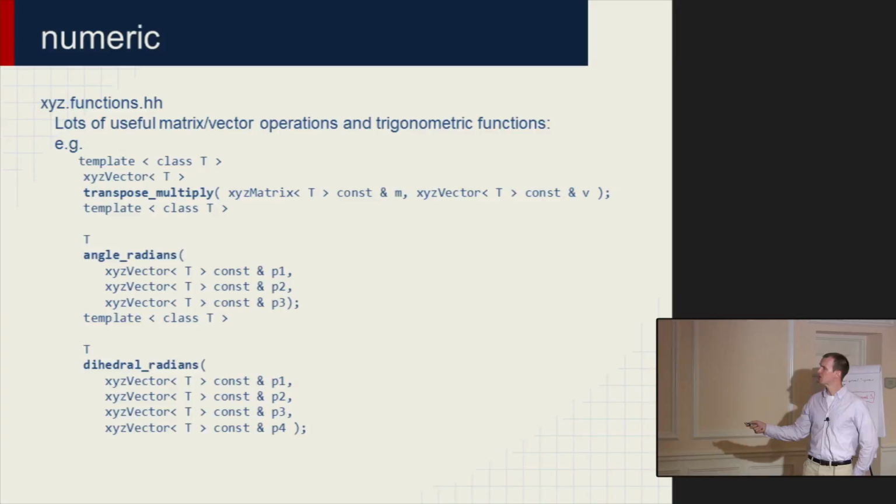xyzfunctions.hh, this file has quite a few really useful xyz and matrix operations, and also some trigonometric functions. Transpose multiply would take a matrix and a vector, transpose the matrix, multiply the vector, and then return a vector. I think this is an error here. Angle radians, you can compute the angle between 3 points. Dihedral radians will compute the dihedral between 4 points. Take a look through this file, because there are a lot of really great functions here.